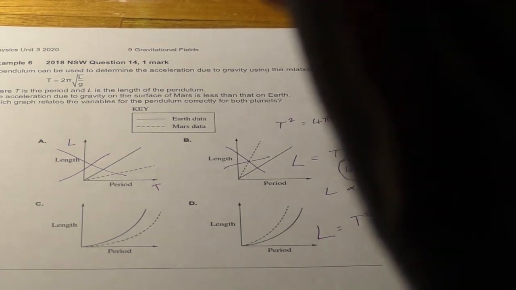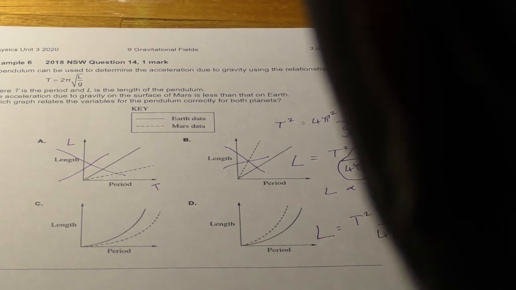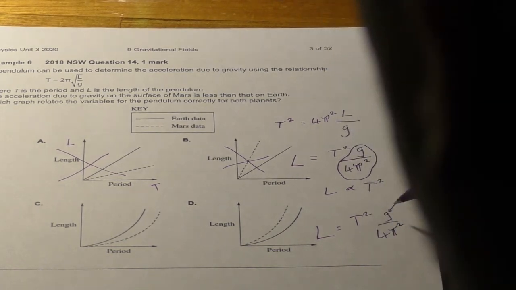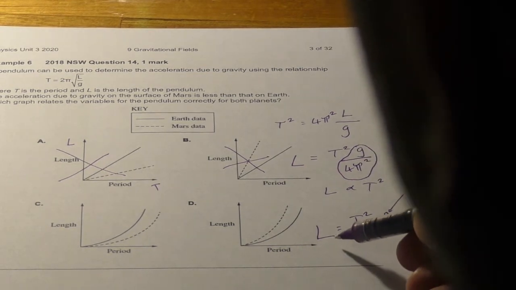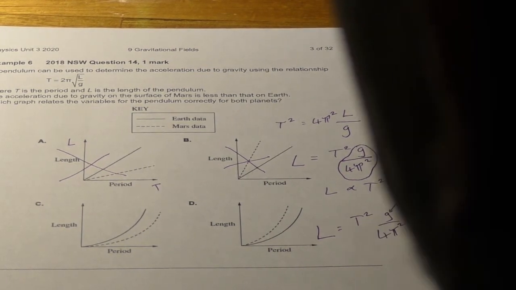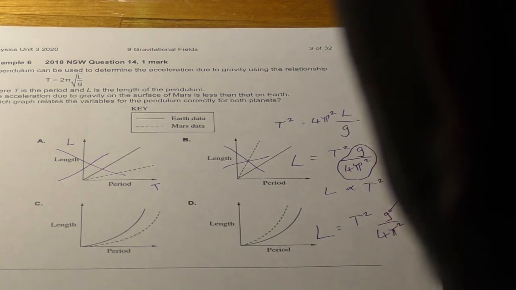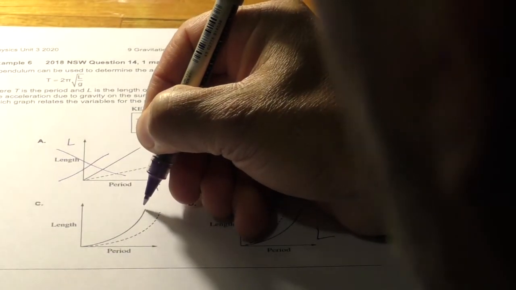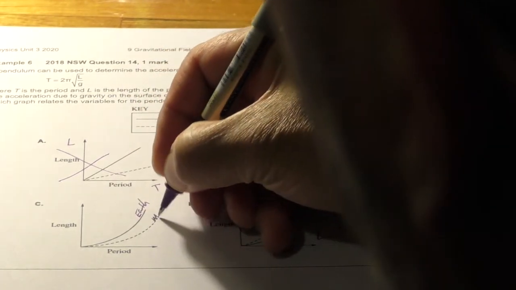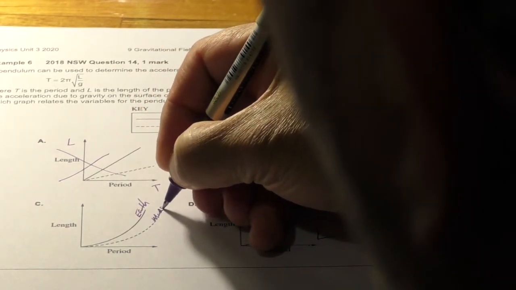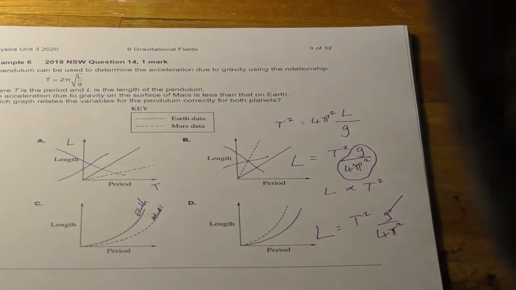So G on Earth is much bigger than it is on Mars, and hence, if G is bigger, it basically means that L gets longer as T gets bigger for Earth. This puts Earth above Mars when it comes to how these curves shift, okay?